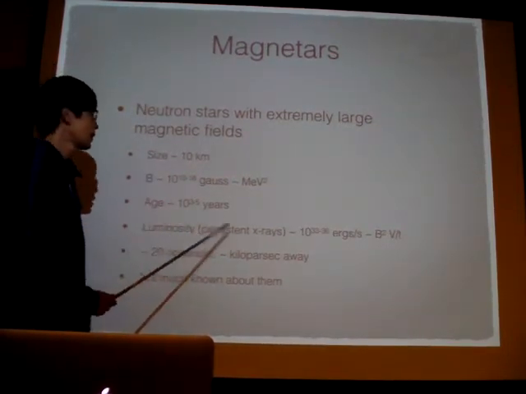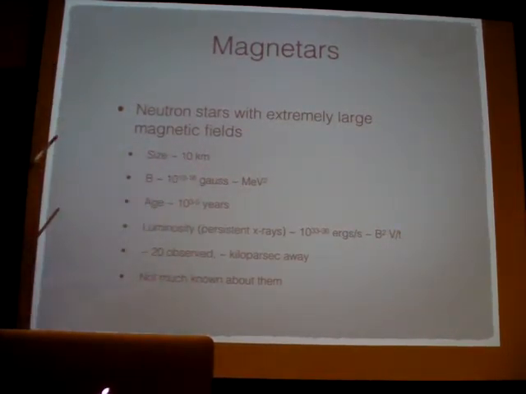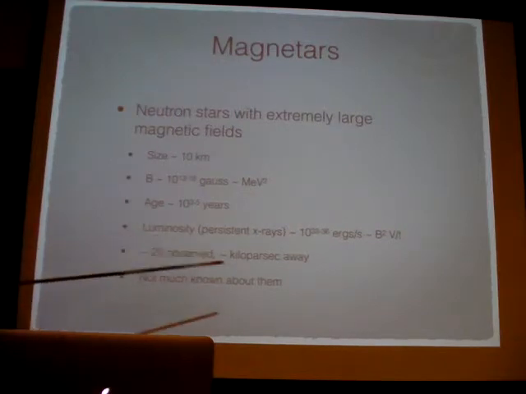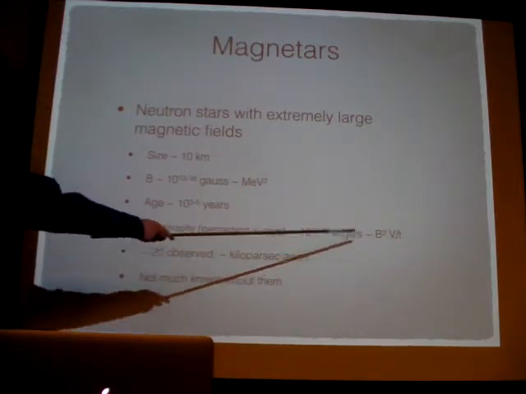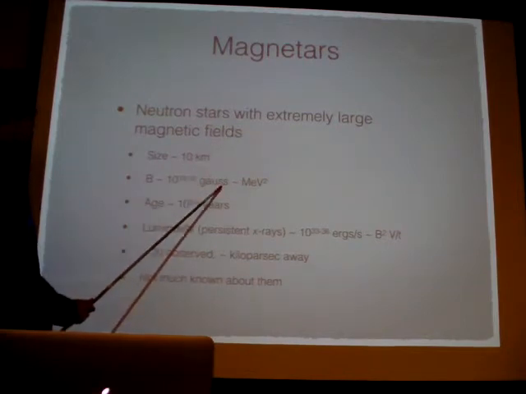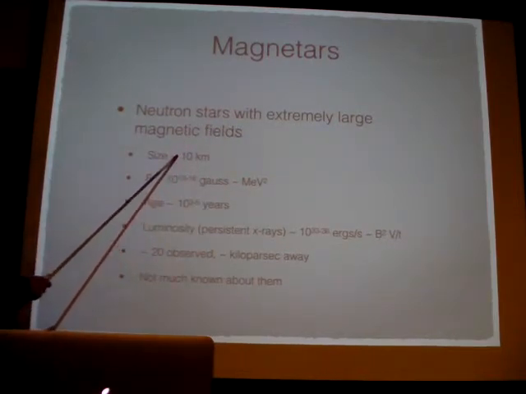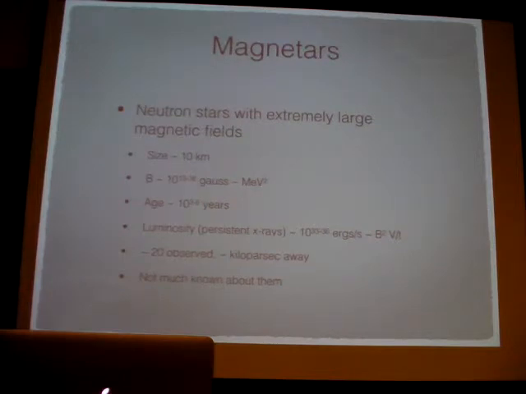Their dominant source of luminosity is in X-rays, about 10 to the 35 ergs per second. There's a numerical coincidence here, which is equal to B squared V over T. B squared is the energy density of the magnetic field, V is the size or volume, and T is the age, 10 to the 4. This is what leads people to say that magnetars are actually powered by their magnetic field, like their energy loss is dominated by their magnetic field.